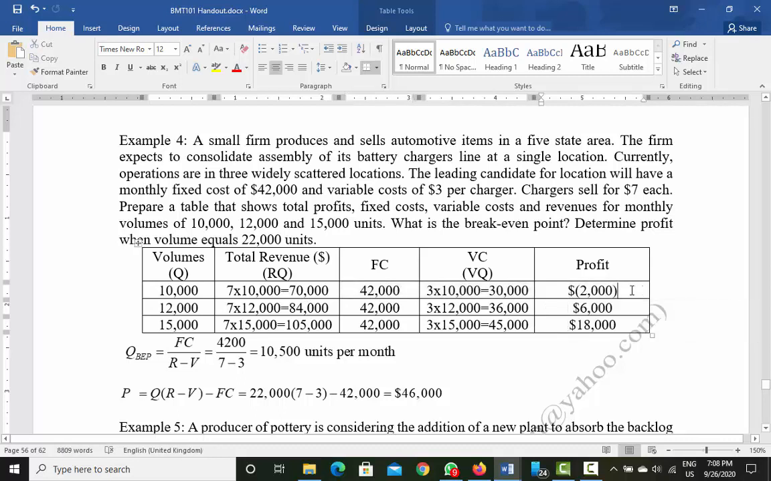Always remember, in accounting, if we put a figure inside a bracket, that means it is a loss. So that means there will be a $2,000 loss.